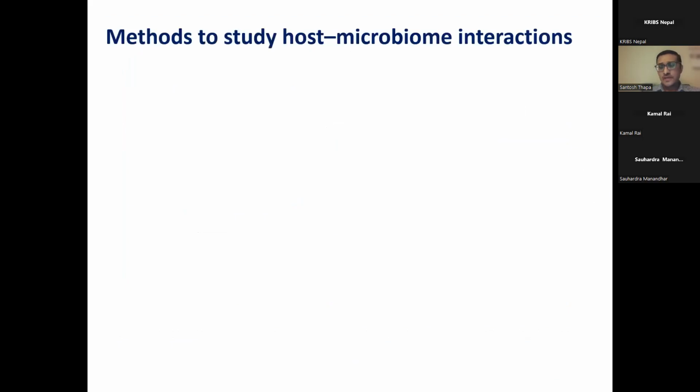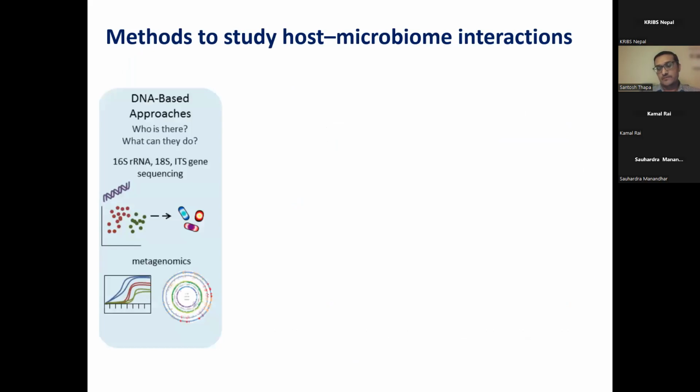There are various methods in the literature for studying host-microbiome interactions at different molecular levels. The basic one is the DNA-based approach. It's just to see who is there and what they can do. The most widely used techniques for studying host-microbiome interactions based on DNA, which you have probably heard a lot about, is 16S ribosomal RNA sequencing for bacterial microbiome analysis. Similarly, 18S and ITS for fungal sequencing.